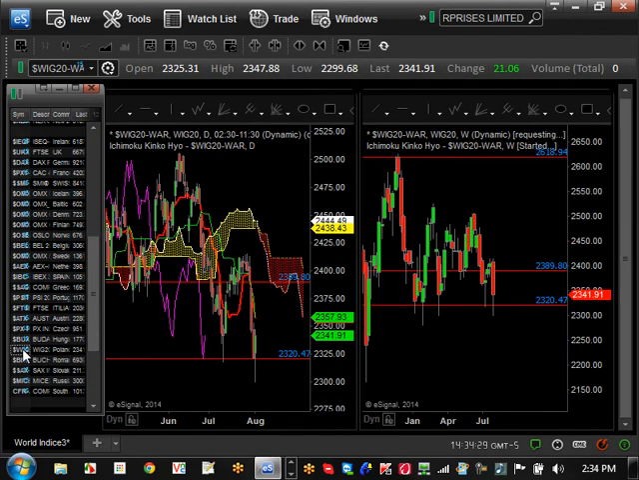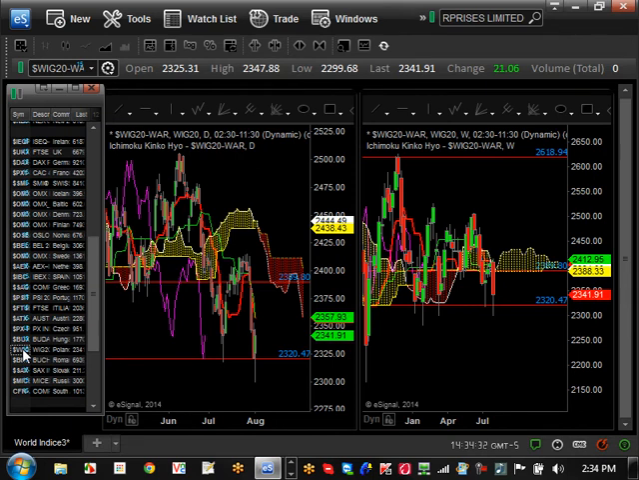Poland, here doing nothing except consolidating between 2320 and basically up here now, which is the next major resistance, which is 2389.